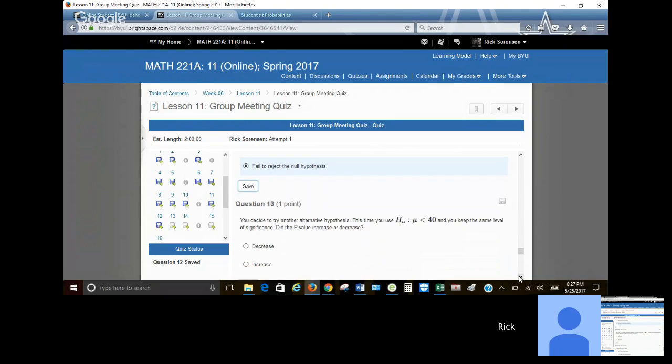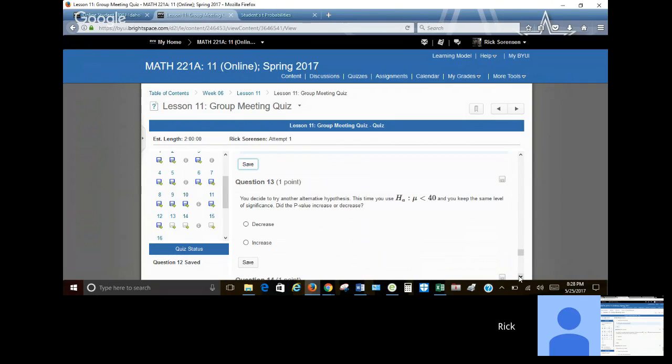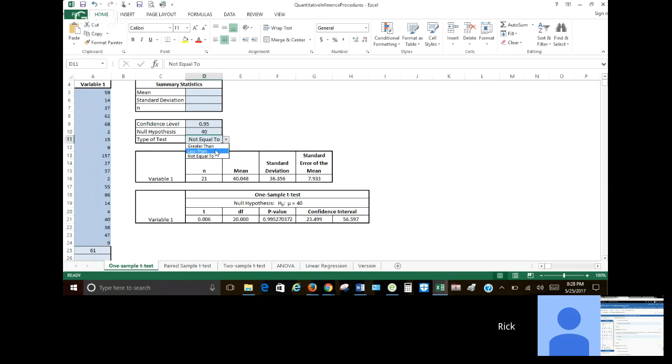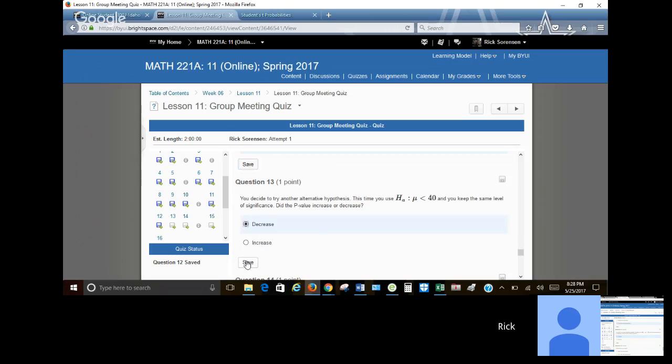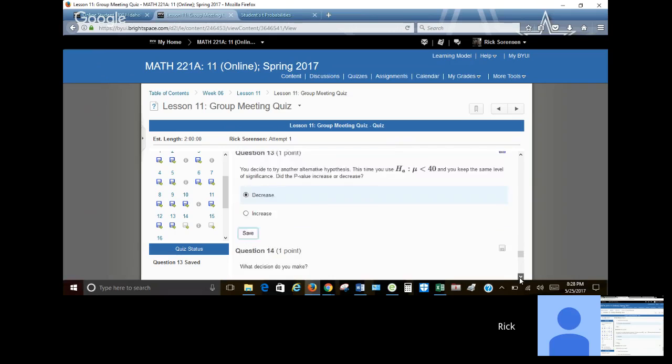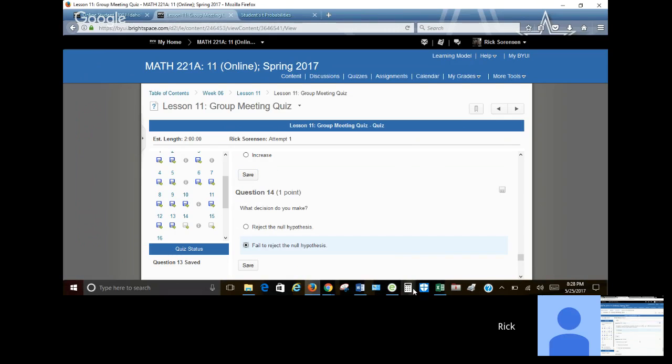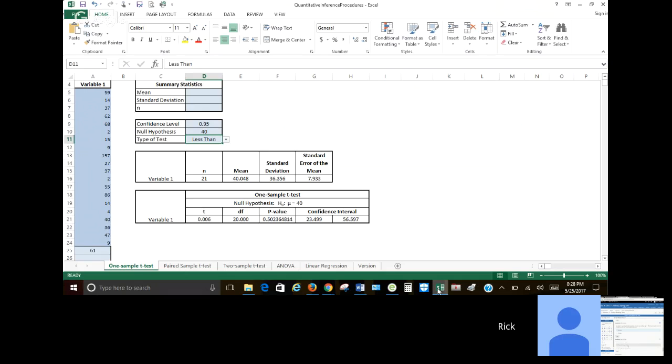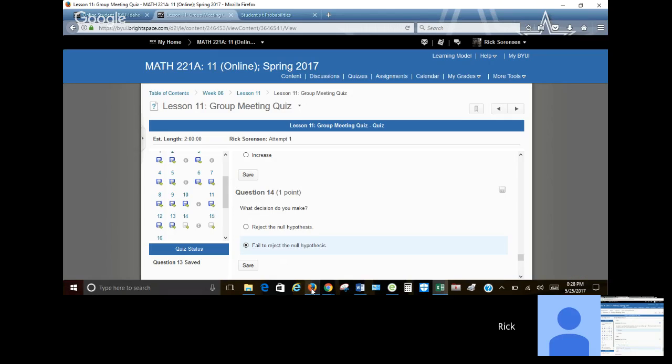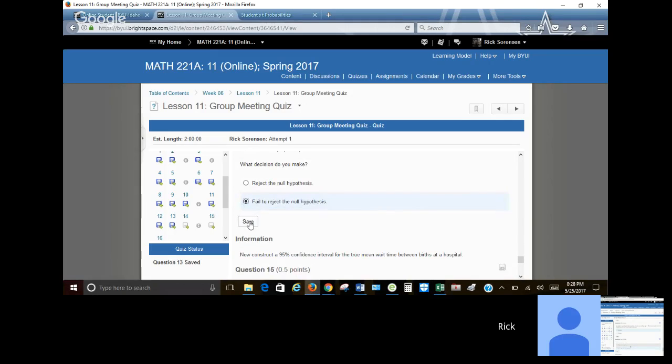Okay, so number 13 is a good question because now we're switching it to less than 40. So the p-value should decrease. And if we change it, it decreases, yeah. Correct. But does it decrease enough? Probably not. No, it still doesn't decrease enough, so we're still going to fail to reject. Oh, sorry, it drops on the next question. I was like, yeah, it drops to 0.50 is all. We're still going to fail to reject.